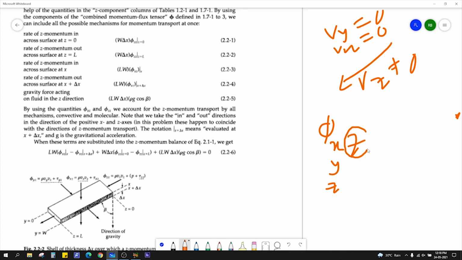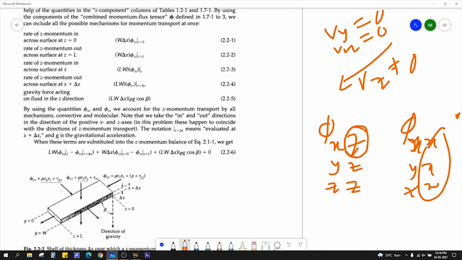Since velocity is only in the z direction, only these three terms are possible. The rest, if you have yx, or xx, y, z, are not possible. Why? Because there is no flow in the direction of x. Even if you take this, it will become 0. How? Let's suppose I take this one.